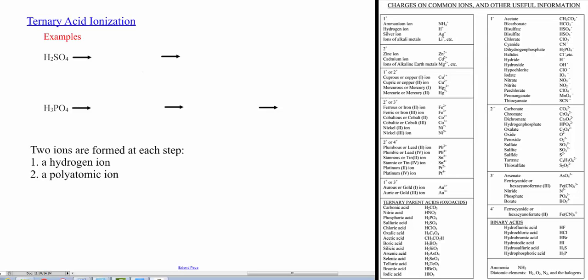All right, ladies and gentlemen, welcome to another exciting day in the world of chemistry. The purpose of today's lecture is to allow you to name compounds containing polyatomic ions.